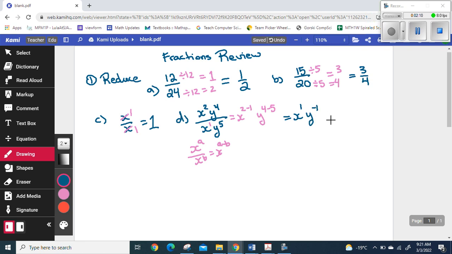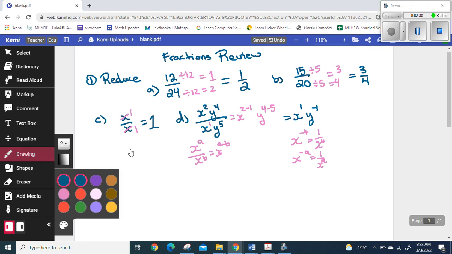Oh, we don't want negative exponents. So we have to bring back in that other rule where anything to the exponent negative 1 is going to be equal to 1 over itself. That could be a negative 4, so that would be 1 over y to the 4. So anything to the negative exponent gets written as 1 over the same thing to the positive exponent.